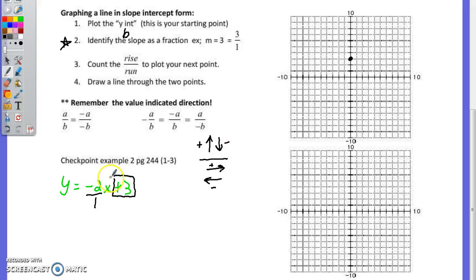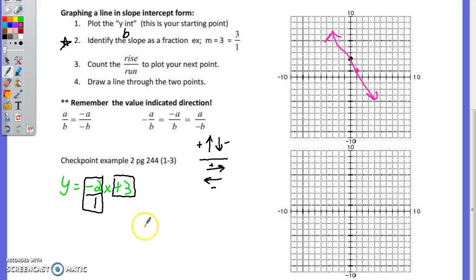So now when we look at this fraction, -2 over 1, we do what it says. Remember, the numerator is going to tell us whether to go up or down. So since it's a -2, we're going down 2. So from this point, we go down 2 spaces, and then the denominator is a +1, which means we go to the right one. So we go down 2 to the right 1, we put another dot there. Then we can draw our line through that. That is our graph.